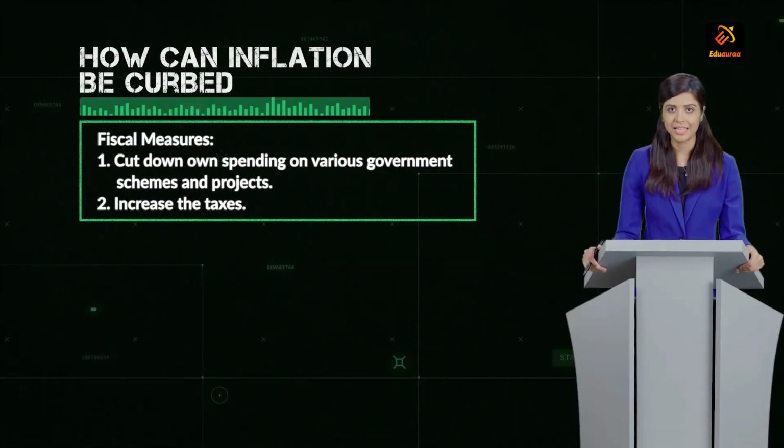As far as the fiscal measures are concerned, the government can take two routes to bring down the prices. Firstly, it can cut down its own spending on various government schemes and projects. And secondly, it can increase the taxes, either indirect taxes or direct taxes. As far as the first option is concerned, most governments across the world do not employ this method. And why do they not employ this method? There are only two simple reasons.